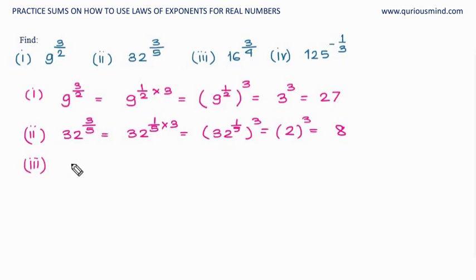So the next one, 16 raised to 3 upon 4. We are going to write it as 16 raised to 1 upon 4 into 3, which is the same as 16 raised to 1 upon 4 whole raised to 3. The fourth root of 16 is again 2. This is going to be 2 raised to 3, and that is 8.